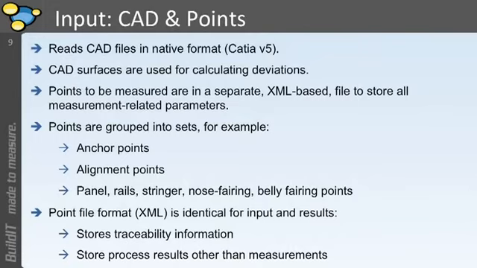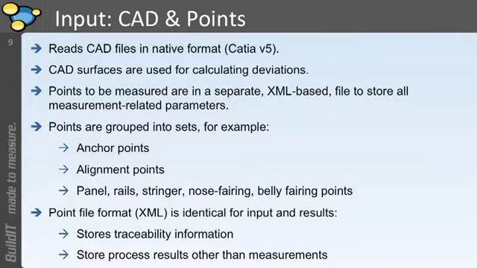In that point file, the points are grouped into different sets. So we would have the anchor points, the points used for the alignment. Aligning is essentially locating the measurement device, the tracker, relative to the part that is under inspection. So we have points that are used as reference points on the structure itself that we would measure. These would be the alignment points.